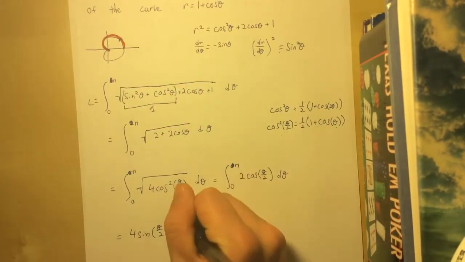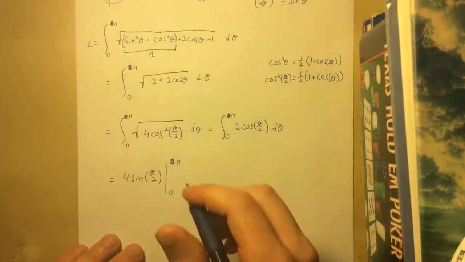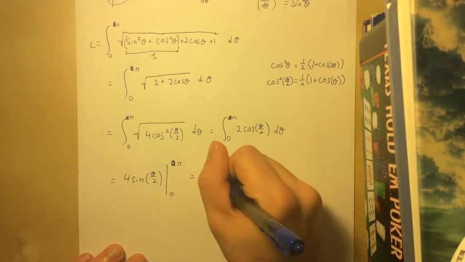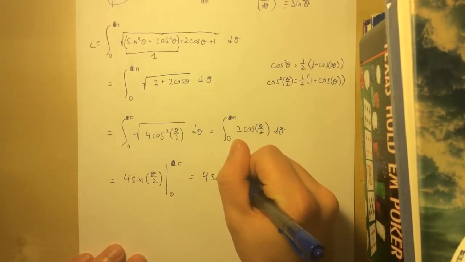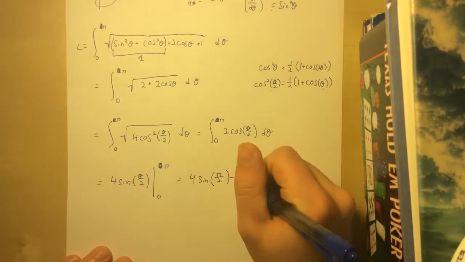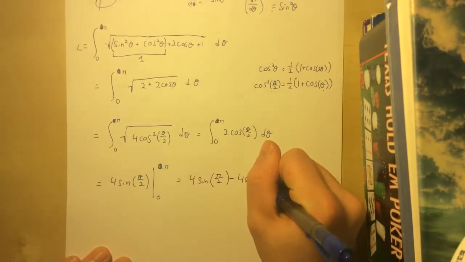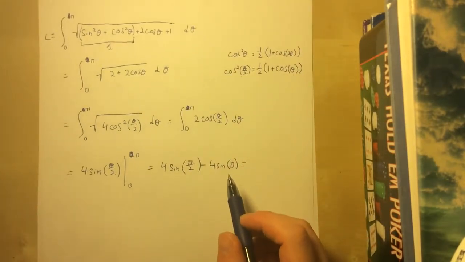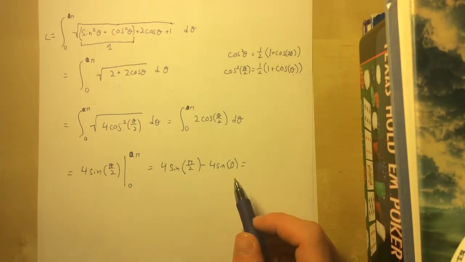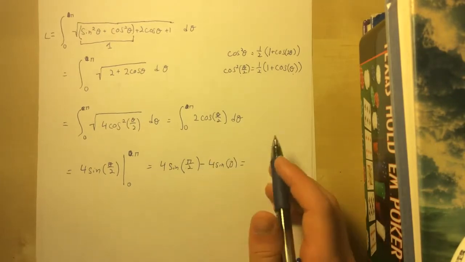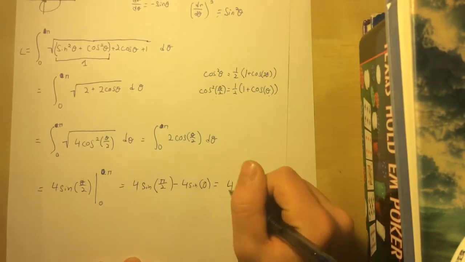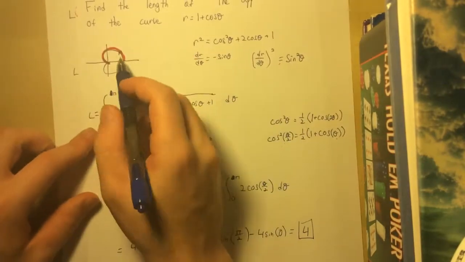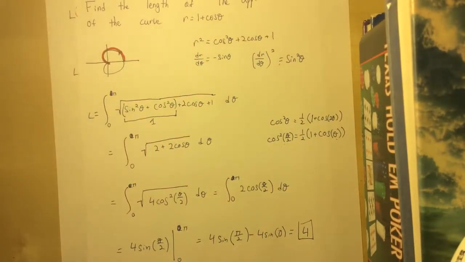So if we evaluate this from 0 to pi, we should get 4 times sine of pi over 2 minus 4 times sine of 0, which is equal to, well, sine of 0, that's 0. Sine of pi over 2, that's 1. So we get 4 times 1. So there's your answer. That's the length of this upper half of the curve r equals 1 plus cosine theta.